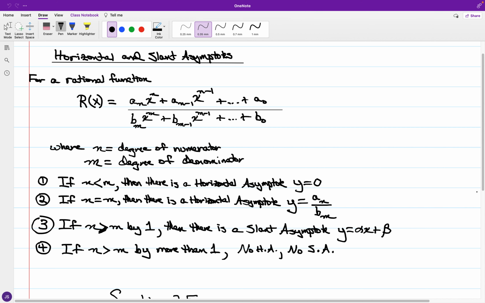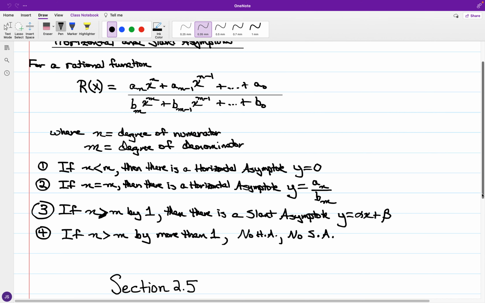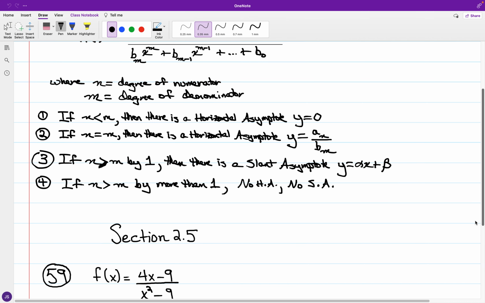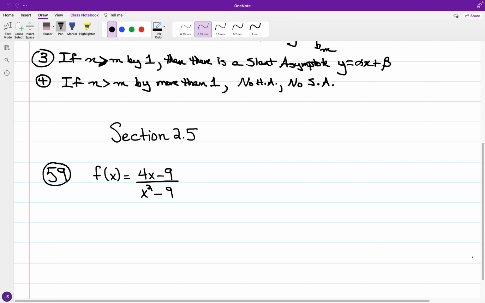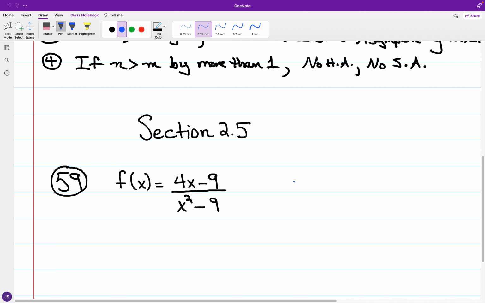And just looking for the domain and the asymptotes, in reference to section 2.5, say we have a rational function f of x is equal to 4x minus 9 all over x squared minus 9. If we look for the domain, again we have the restriction that the denominator cannot be 0 in value. So we have x squared minus 9 cannot be equal to 0.